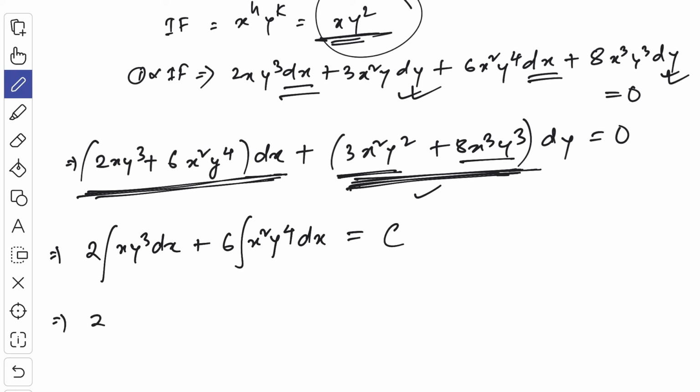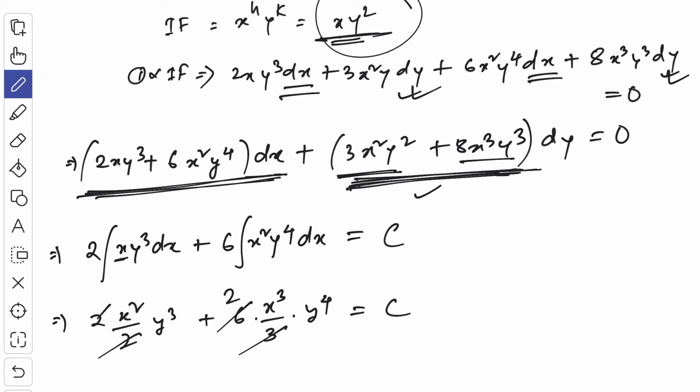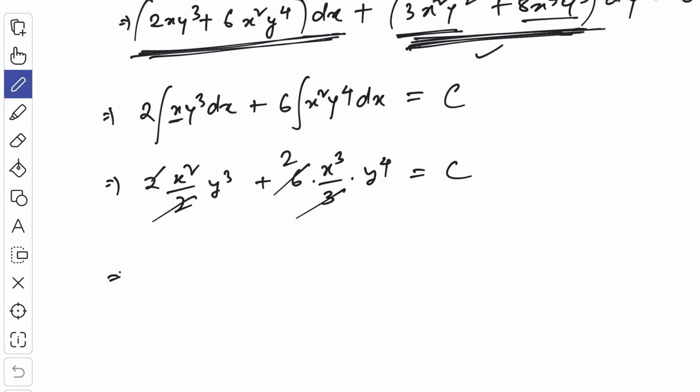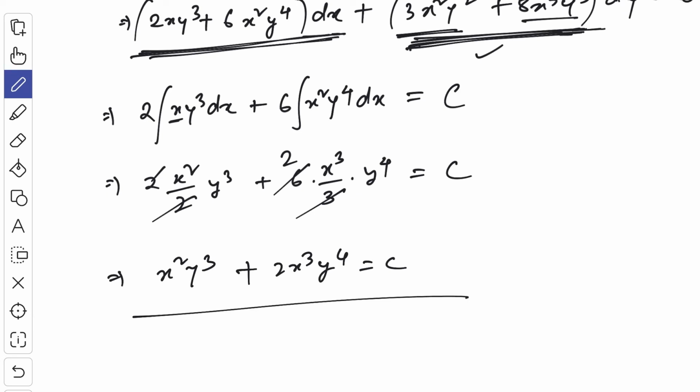Now let us integrate. So 2 into, if you integrate x, then you will get x square by 2, then y cube should be treated as constant here, and 6 into x square will be x cube by 3 on integration, then y to the power 4 should be treated as constant, is equal to c. So let's cancel, then our final result is going to be x^2y^3 + 2x^3y^4 = c. So this is our result.